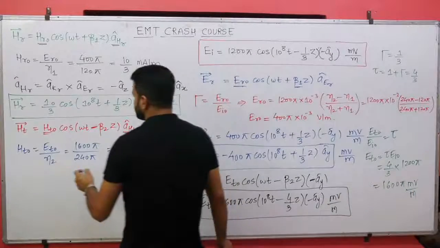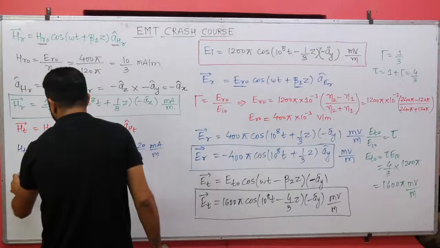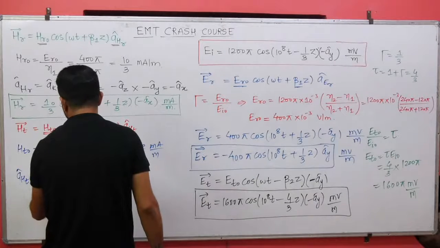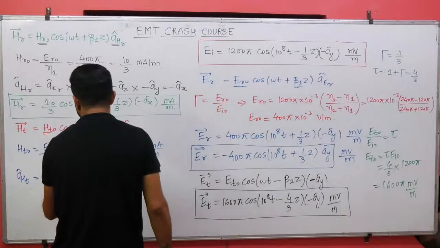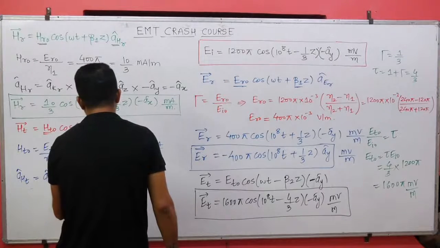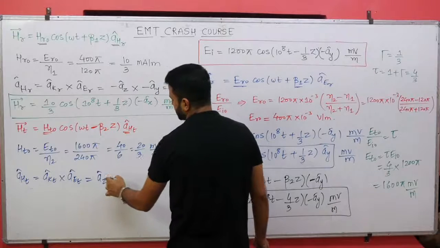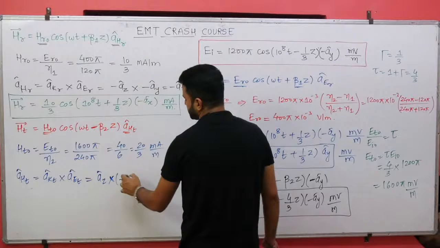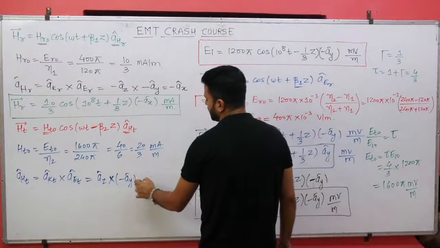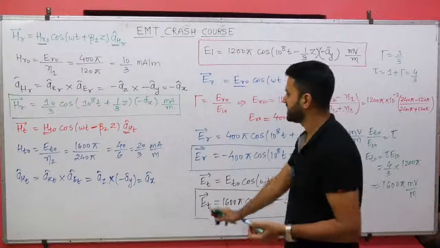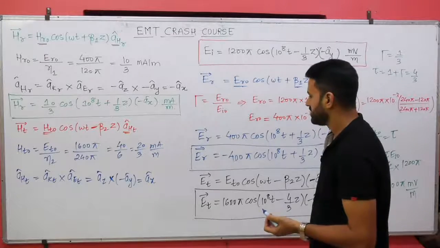Now the direction AHT, we will apply the same formula of unit vectors AKT and AET. The wave is propagating in the positive Z direction and the electric field is in the minus Y direction. So you will get plus X now. Electric field was minus Y direction, so it is now plus AX.